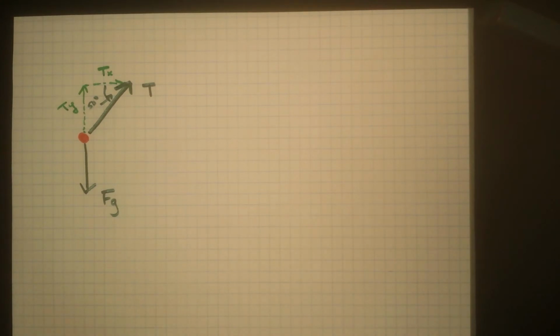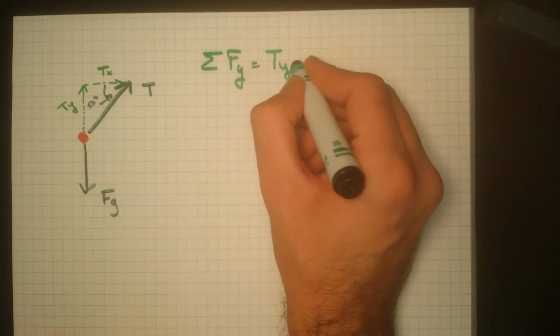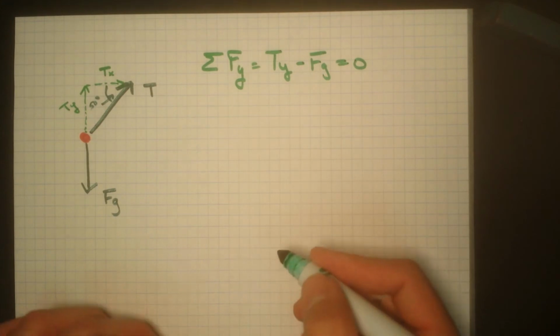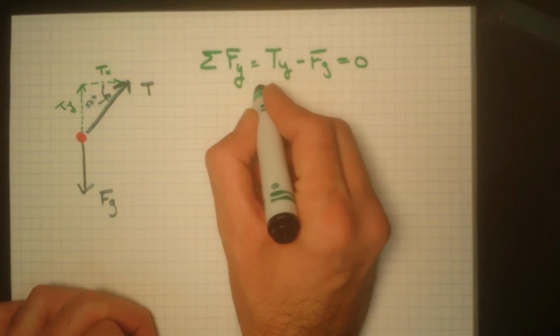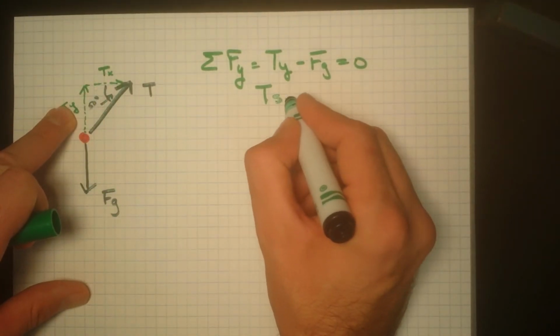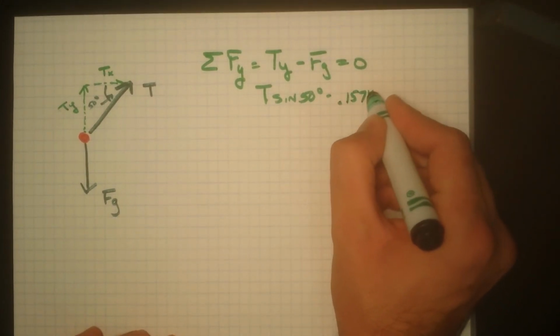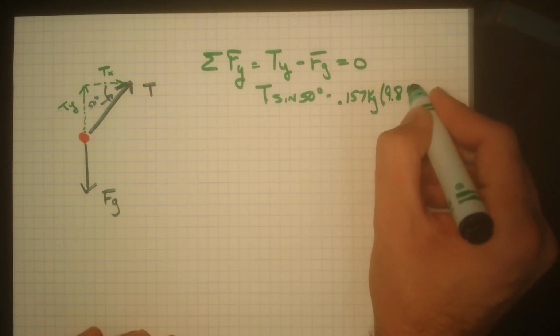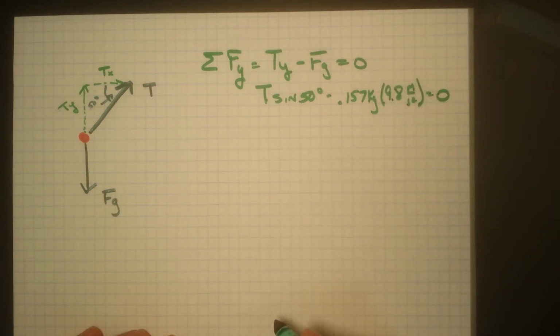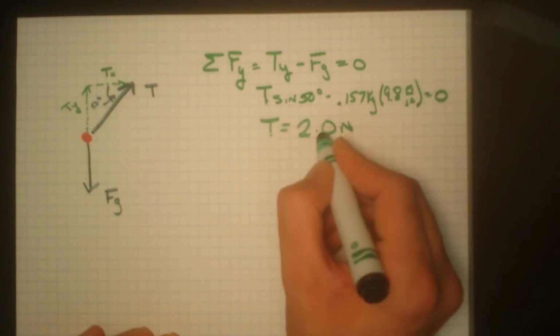So when I look at the sum of the forces in the y direction, they should be equal to 0, because the pig neither accelerates up nor accelerates down. So the sum of the forces in the y direction, which is Ty minus Fg, should equal 0. So to figure out the y component of the tension, we take the whole tension and multiply by the sine of 50. The weight of the pig was 0.157 kilograms times 9.8 meters per second squared. When we solve for the tension now, we can see it's 2.0 newtons.